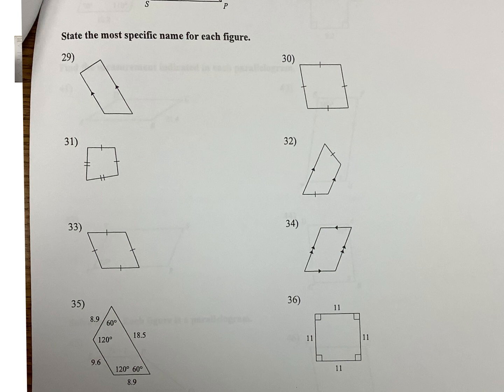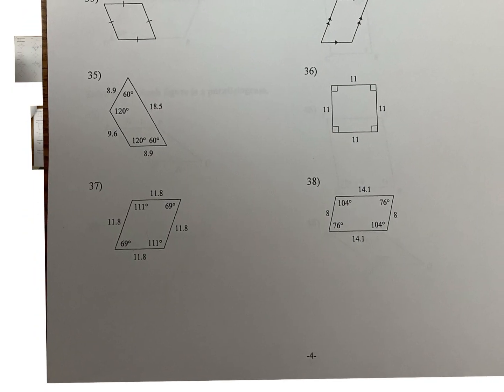32 is an isosceles trapezoid, and so on and so forth. So just look at the answers for that. Let's go to 35. Same thing, but it shows by numbers. So this is an isosceles trapezoid because your 2 sides are the same, and your other two sides are parallel. All right, let's go on to the next page.